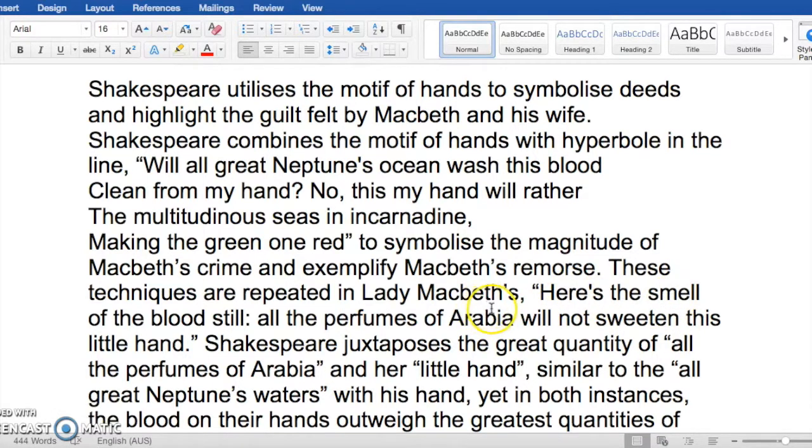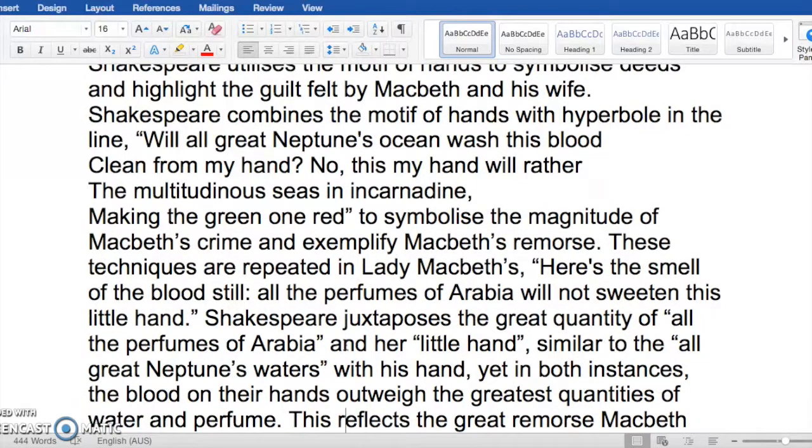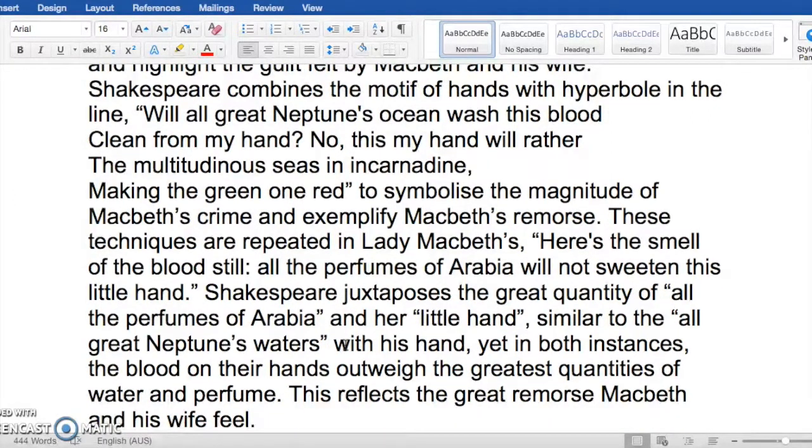These techniques are repeated in Lady Macbeth's "Here's the smell of the blood still. All the perfumes of Arabia will not sweeten this little hand." Shakespeare juxtaposes the great quantity of all the perfumes of Arabia and her little hand, similar to all great Neptune's waters and his hand, yet in both instances the blood on their hands outweighs the greatest quantities of water and perfume. You can talk a little bit more about the idea that they'll never get rid of this blood that's tainted them. Obviously, it's not about their physical hand, it's about the symbolism: their deeds have now been tainted by this innocent blood which they've shed. And this reflects the great remorse Macbeth and his wife feel.